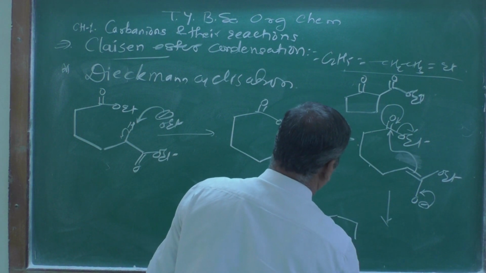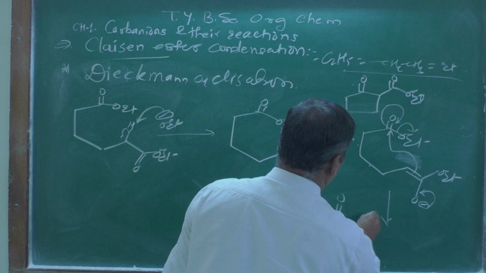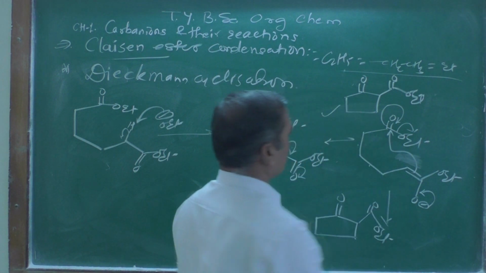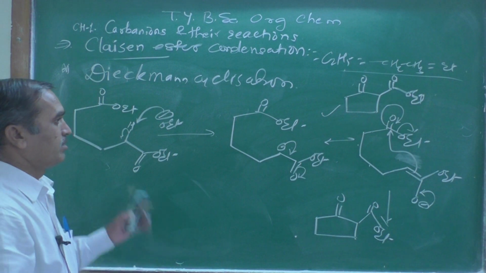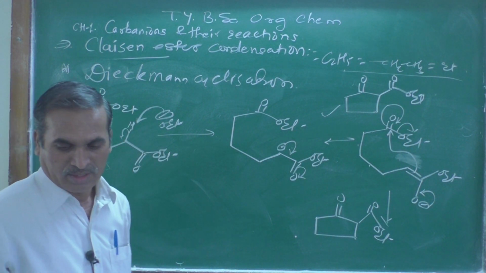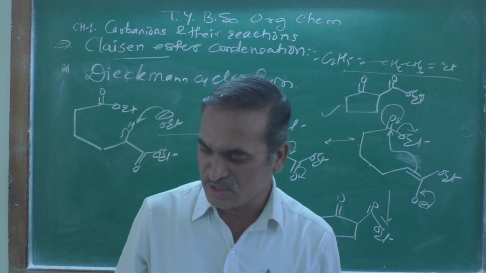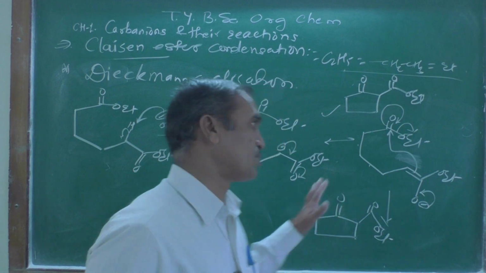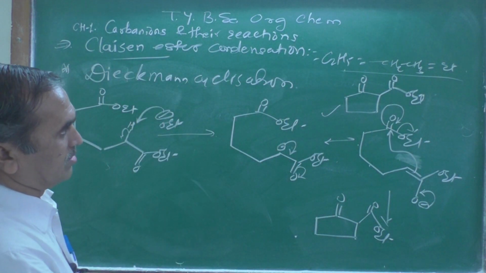You are going to get the product like this, C=O, then C=O, OEt. This product and this are the same. If you take a 6-membered ring, you can take one more additional carbon in the compound over there. So in this way we can prepare it, and this is known as the Dieckmann cyclization.